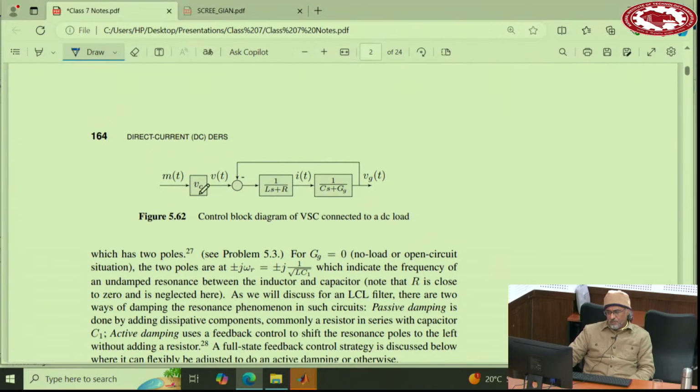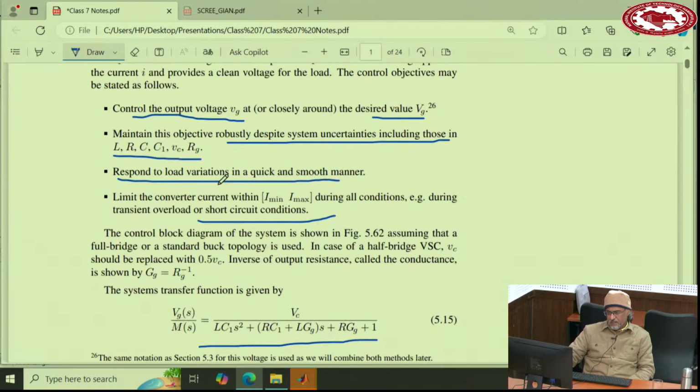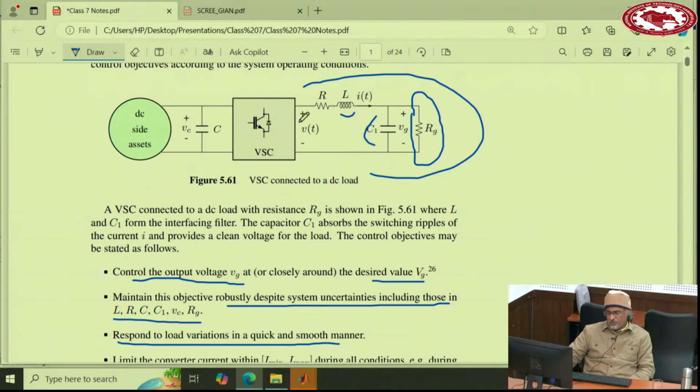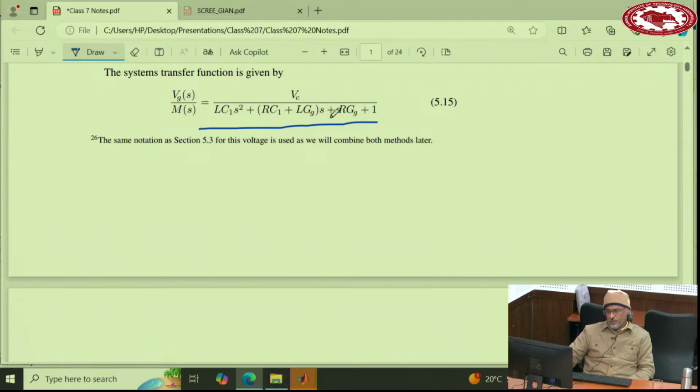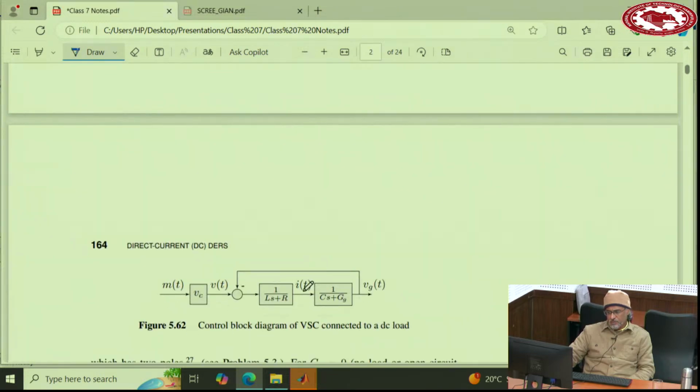So M into Vc, that gives you V. M into Vc, that gives you this V. And then V minus this Vg divided by this impedance gives you I. And then I multiplied by this impedance gives you Vg. So that's basically what this diagram says. V minus Vg divided by this impedance is I. I multiplied by that impedance gives you Vg. So either block diagram or equation. This equation and this block diagram are equivalent.